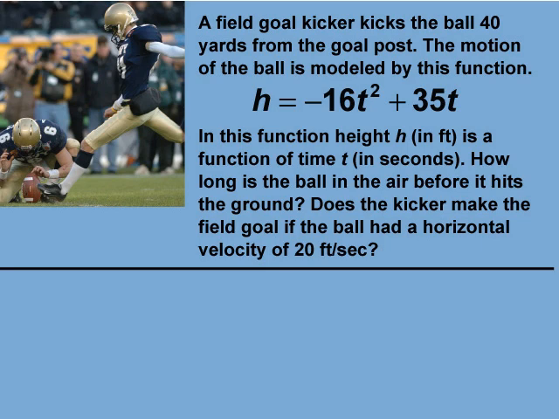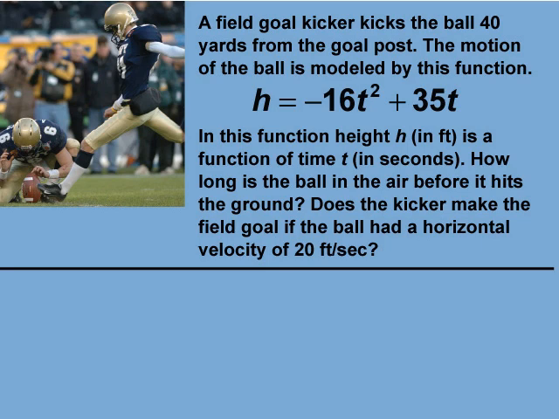A field goal kicker kicks the ball 40 yards from the goalpost. The motion of the ball is modeled by this function: h equals negative 16t squared plus 35t. In this function, height h in feet is a function of time in seconds. How long is the ball in the air before it hits the ground? Does the kicker make the field goal if the ball had a horizontal velocity of 20 feet per second?